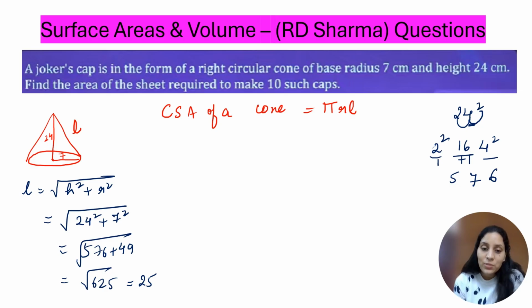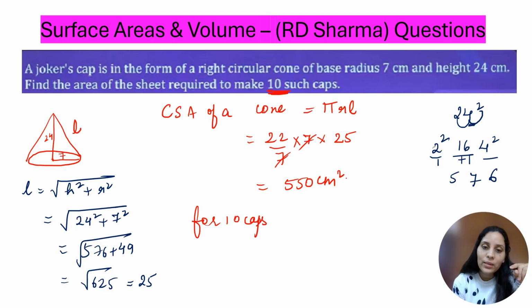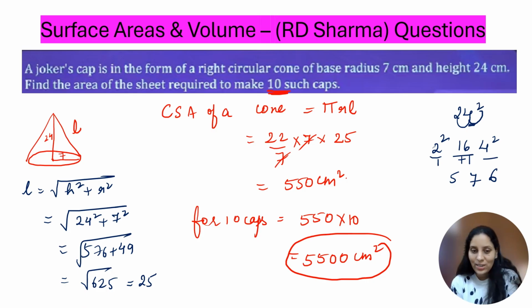Now just substituting the values, pi is 22 by 7, radius is 7, and slant height is 25. So 7 gets cancelled. 22 into 25 will give us 550 centimeters square. Now this is for one cap. The question is you need to find the area for 10 such caps. So for 10 caps it will be 550 into 10, which will give us 5500 centimeters square. So this is your area for 10 such caps.